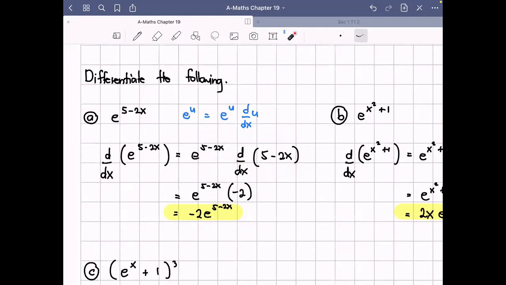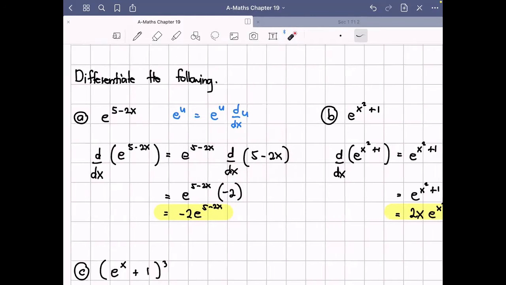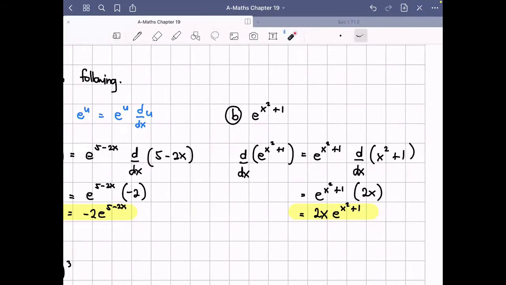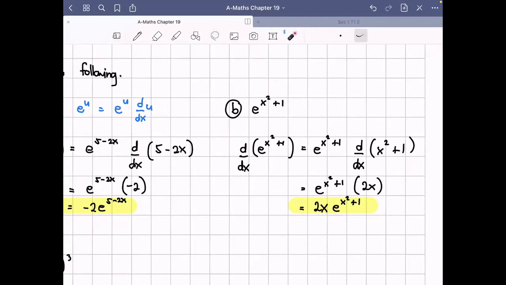Maybe let's have another example. Now let's have letter B. Again, you're given e. In this type of question, you will always see this letter e. And then your u now, or your exponential value, is x squared plus 1. So this is your u, and later on, we need to get the derivative of u.